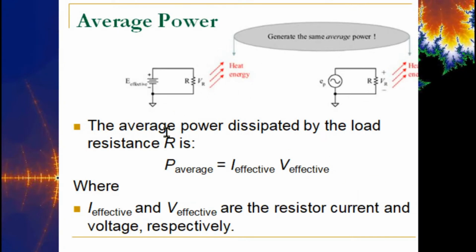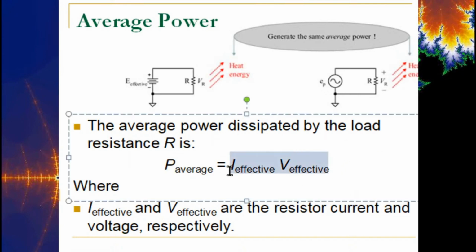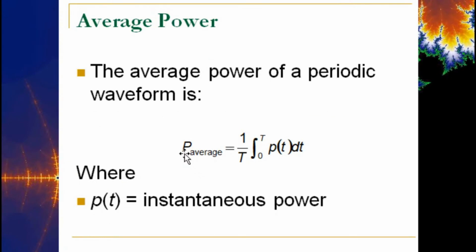So the average power dissipated by the load is nothing more than P equals V times I, where these are essentially the RMS values of the resistor voltage and current, respectively, okay? And again, if you were to look at the average power of a periodic waveform that averages 0 over time, in other words it has no DC offset, you're going to get 0 over time. You can have an instantaneous power, but the other parts are going to cancel each other out, okay?